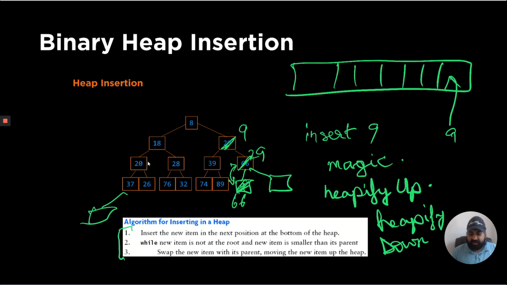That's how insertions generally work: while the new item has not reached the root, you keep on checking whether it's smaller than its parent or not. If it is smaller than the parent, then you make a swap. Otherwise, you just stop right there, because then you have fixed this entire property.